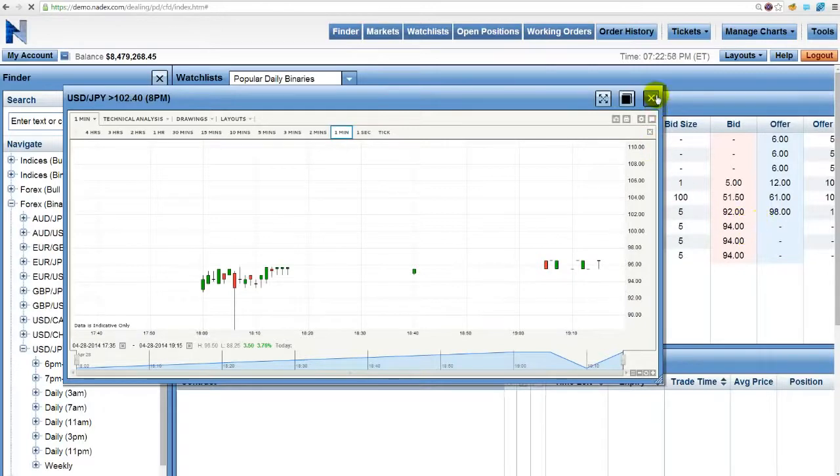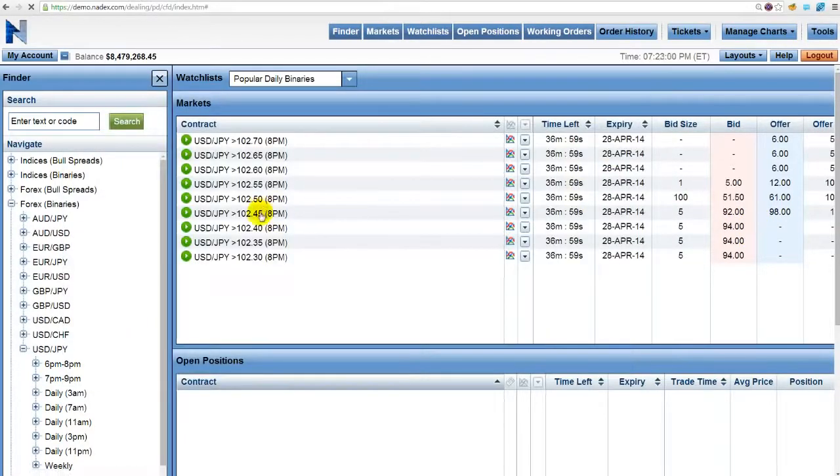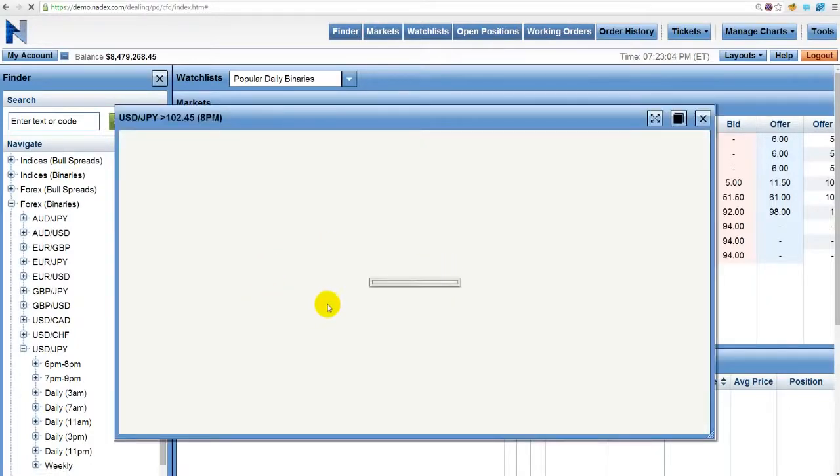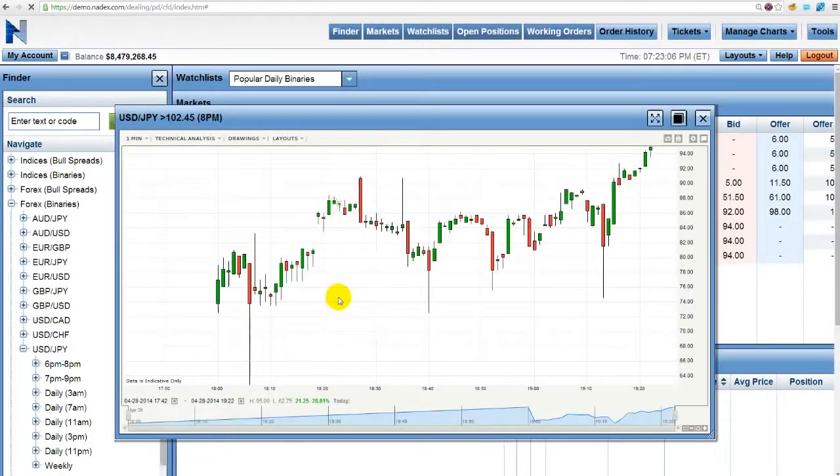I'd like to get you a better example. Let's see, what's that, the 102.40? Let's try the 102.45. That might work a little better. It's a little closer. There we go. That's a whole lot better. Okay, that's perfect.